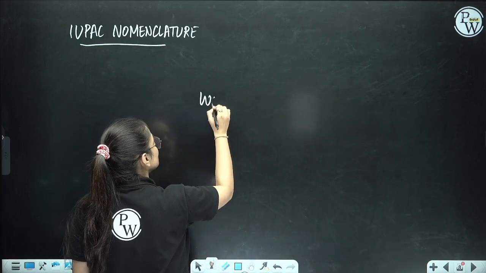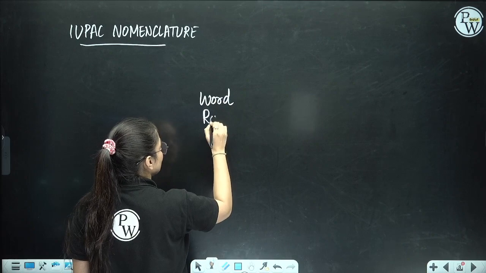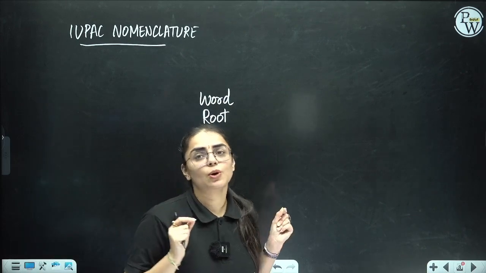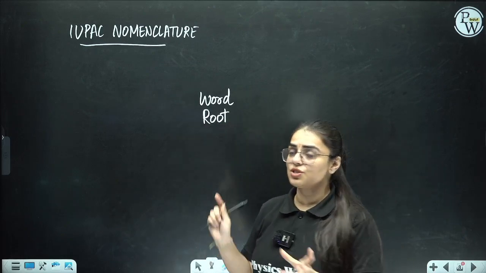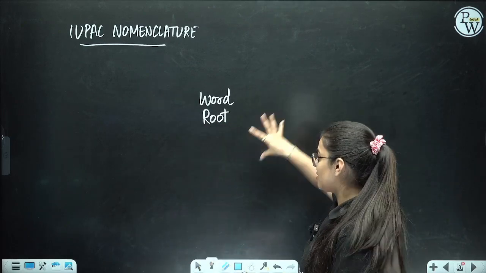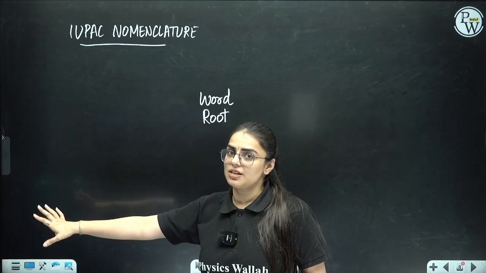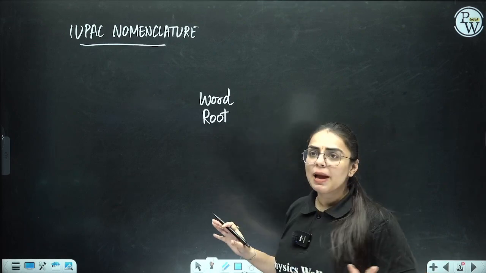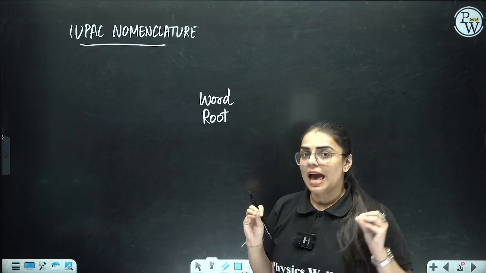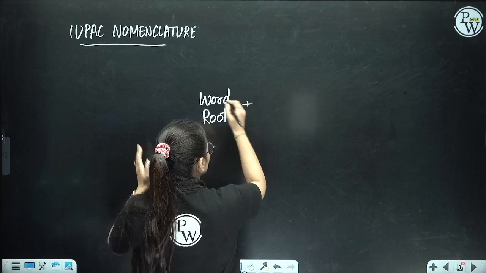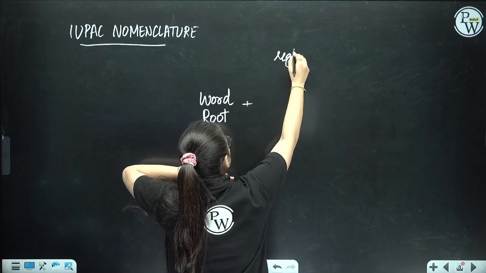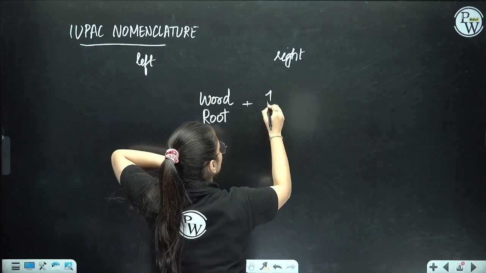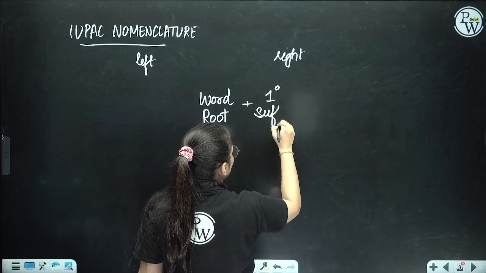At the center, students, you need to write the word root. See, let me tell you, in a copy, how do we write? From left to right direction, no? But whenever you are naming a compound, it's best to first write at the center the word root, then complete the right hand side portion, and afterwards complete the left hand side portion. This way, you're not going to go wrong with any question, okay? So coming back over here, we have a word root at the center, and at its right hand side, you need to write primary suffix or 1 degree suffix.